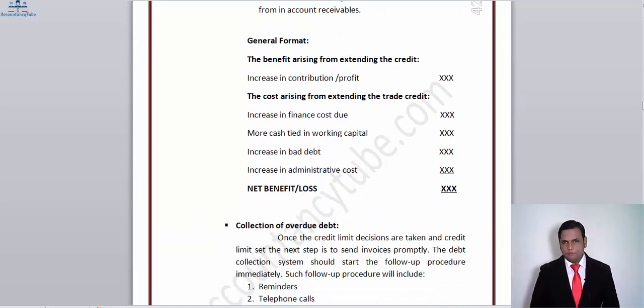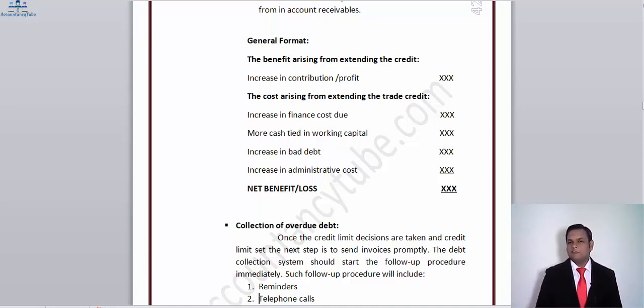Then we've got the format for extending the credit period. Now this format is quite flexible. It can include any sort of benefits given in the exam scenario. So it's not limited to this area. If in a question the examiner specifically mentions that these are the benefits that we will be getting, you should include those benefits. Do not restrict yourself according to the format. As I just told you, it's flexible. It can include multiple benefits.